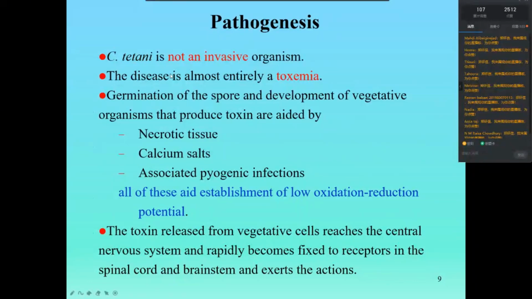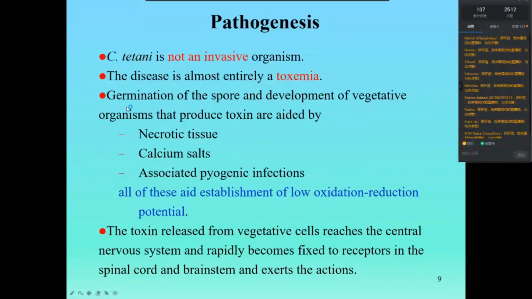And the disease is almost entirely a toxemia. This word toxemia: emia means something in the blood. Toxemia means toxin in the blood. So the disease is mainly due to the production of toxin. And it's a neurotoxin and can cause a problem in our nervous system.